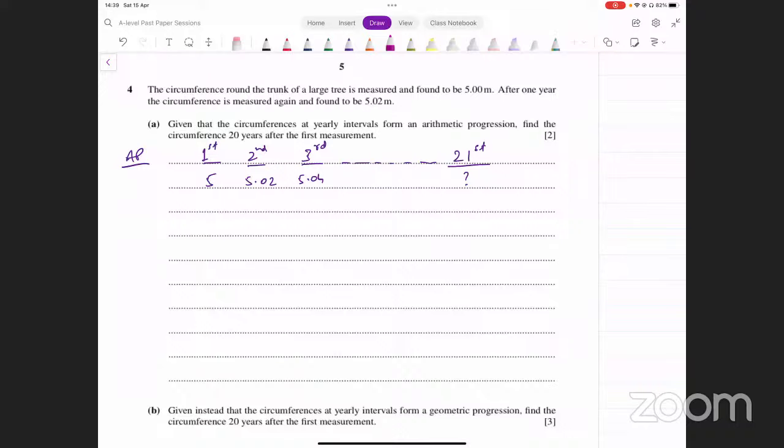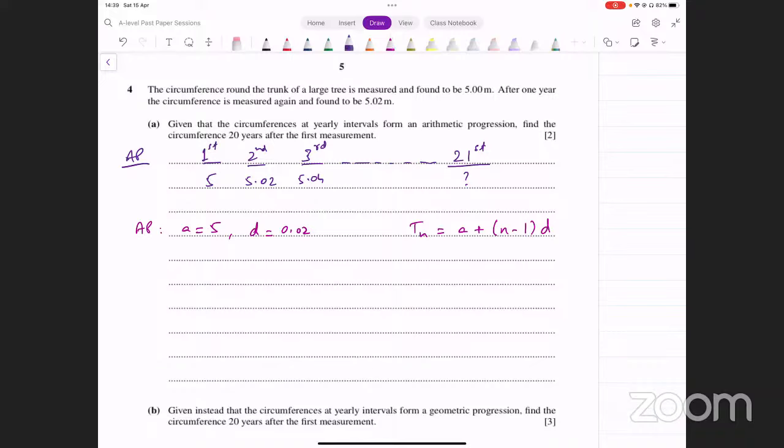ठीक है? So now we have an AP, we have an arithmetic progression, and in this arithmetic progression we have A equal to 5 and we have the difference equal to 0.02. आपको करना क्या है? एक स्पेसिफिक टर्म निकालनी है. इस टर्म को आप कैसे निकाल सकते हैं? Tn equals A plus n minus 1 times the difference. This is the term formula that we have for an AP.